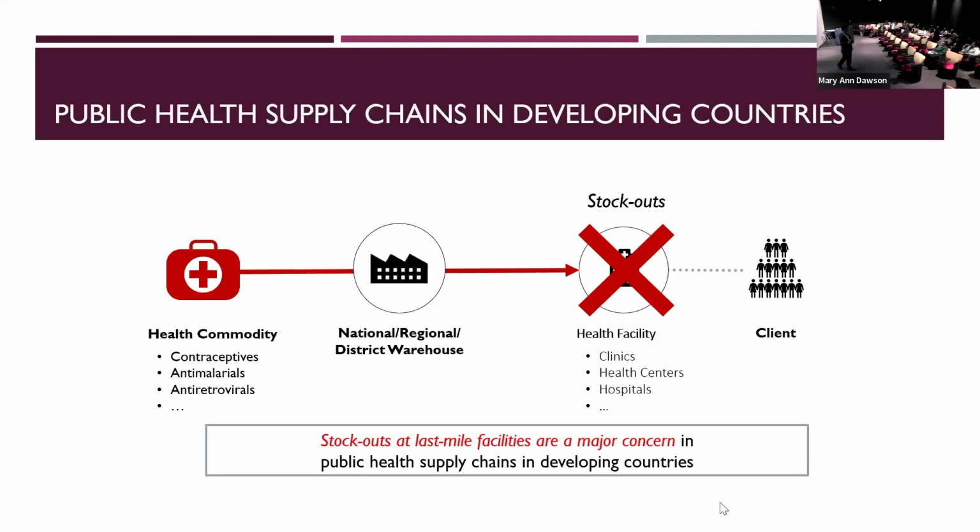And oftentimes what you will also see is products are actually available at the national level. Products are available at the regional level. But the last mile is typically the most challenging part. So oftentimes we see stockouts at the last mile facilities, even though the supply chain is doing well before that point. Okay, so that is the reason why we focus on the last mile facilities.